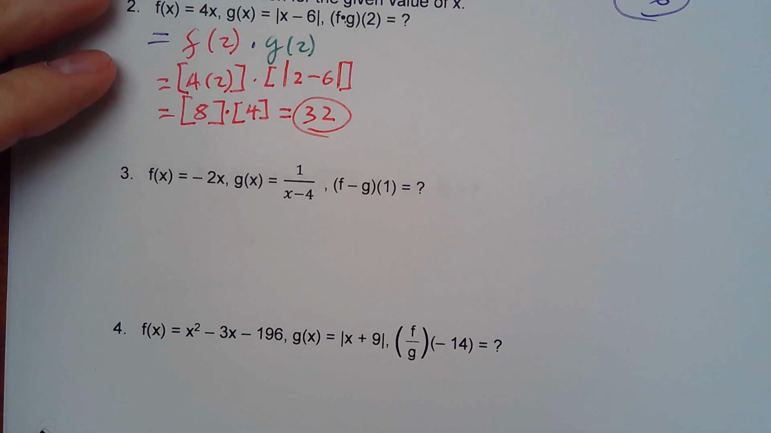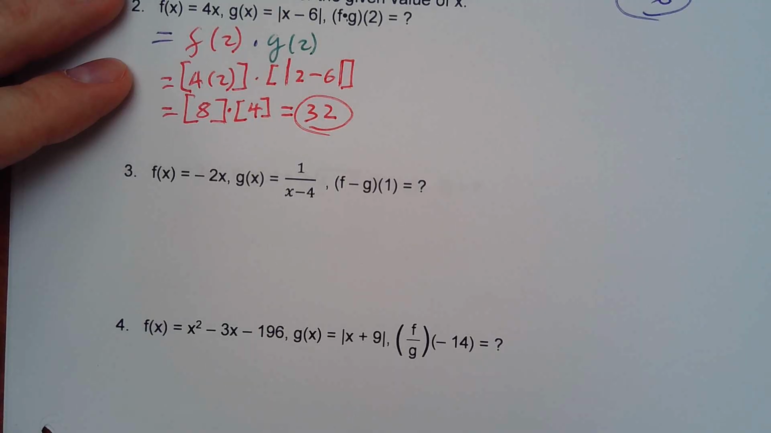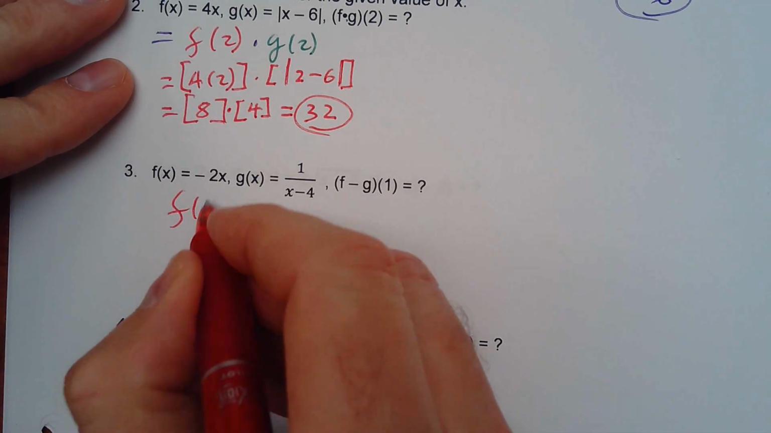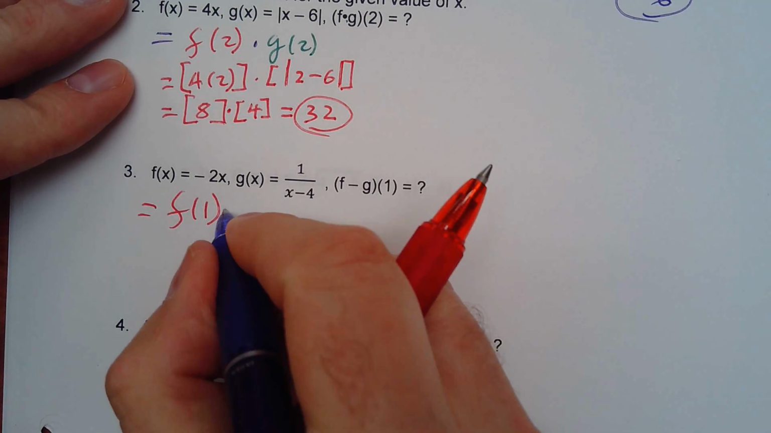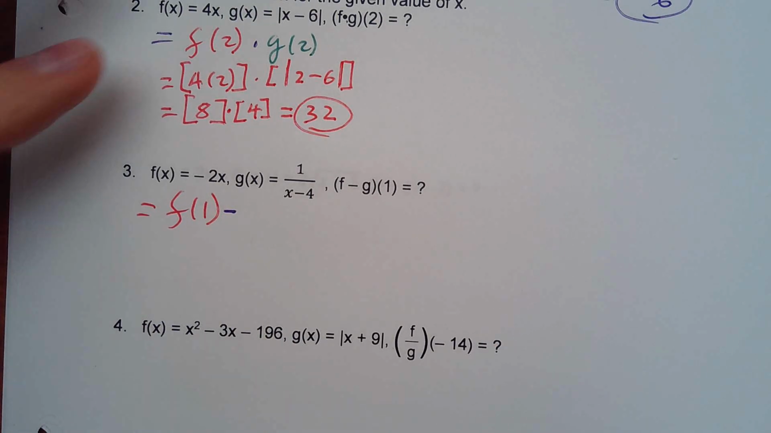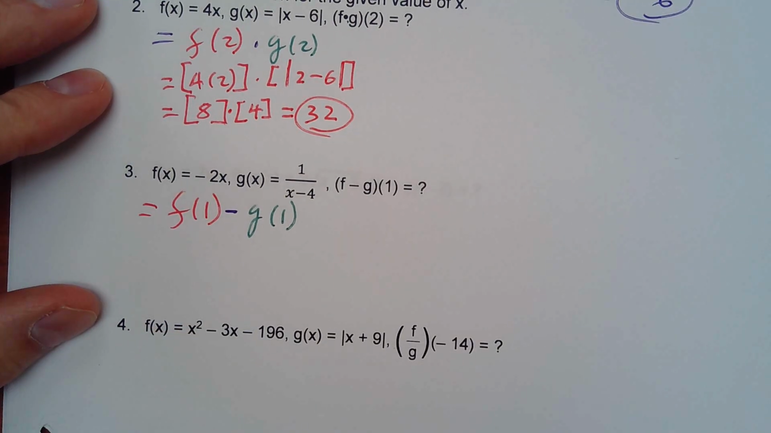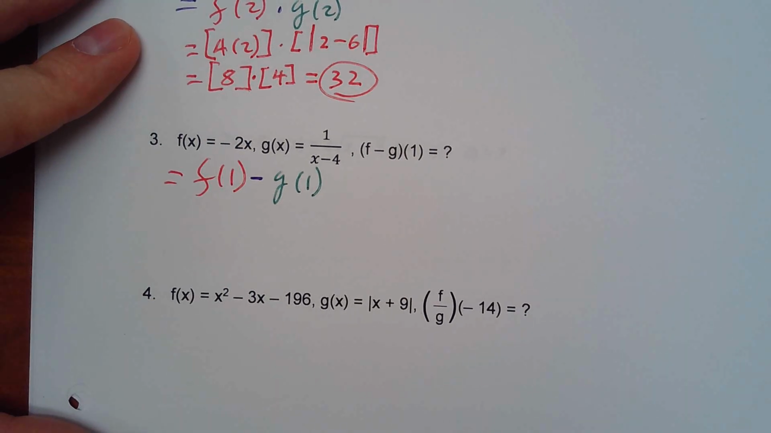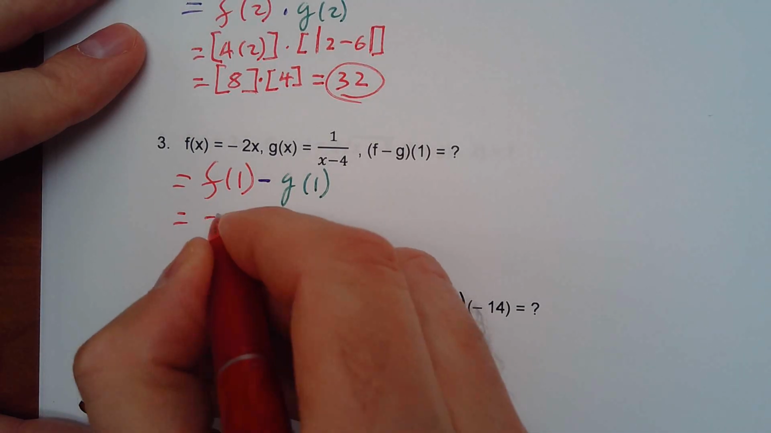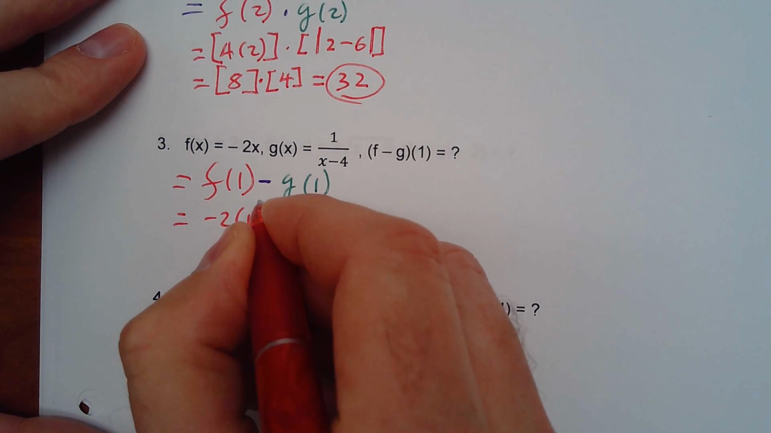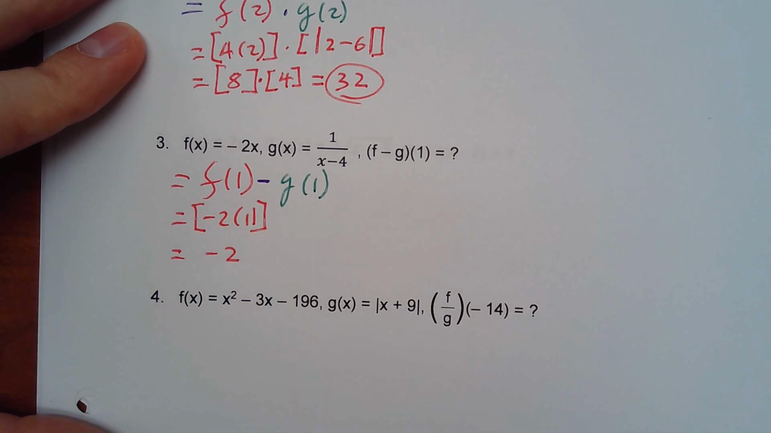Let's try this next one. Here we're subtracting. So this would be f of 1 subtract g of 1. So f of 1, well, it's -2 times 1, which is just -2.